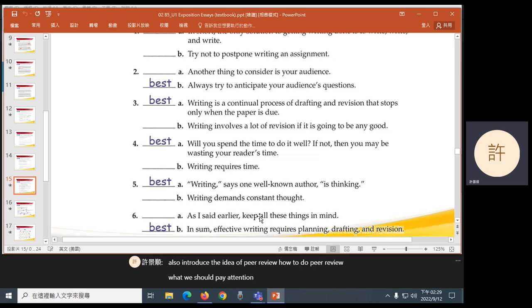For the rest of class today, feel free to use this time to think about what you want to write. And if you have some ideas, you can start planning the structure and the order of your exposition essay. And I will be here to answer your questions.